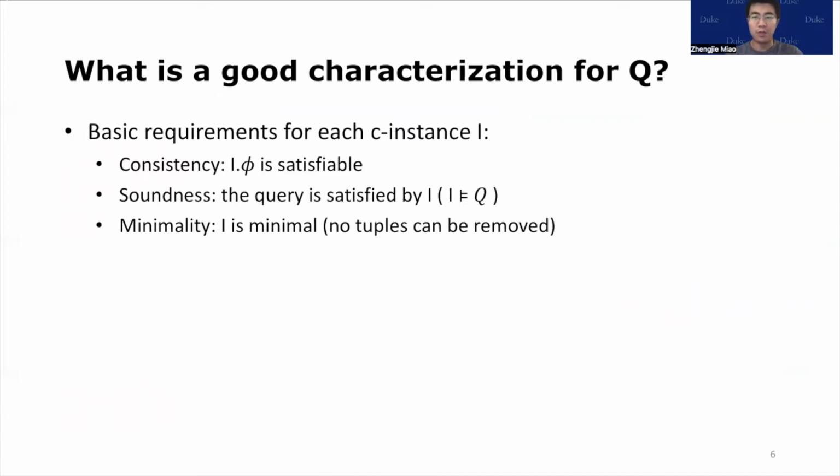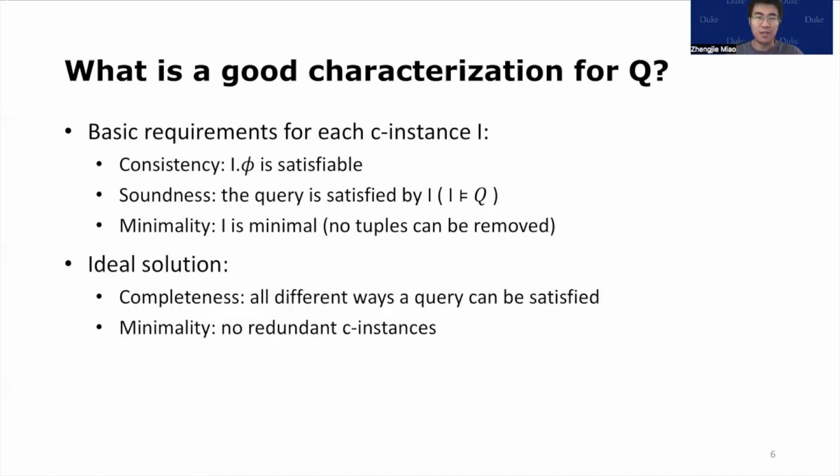The first question we need to answer is, what is a good characterization for a query Q? Given a set of C instances, one can have these basic requirements that each C instance should satisfy. First, they should be consistent. That is, the global condition should be satisfiable. Second, the queries should be satisfied by the C instance. And third, the C instance should be minimal, which means that if we remove any tuple from the C instance, it would lose either consistency or soundness.